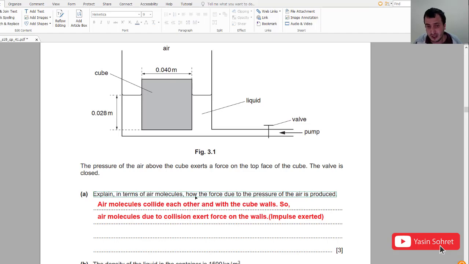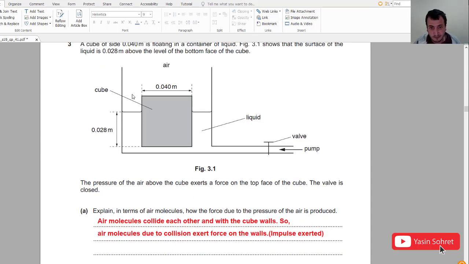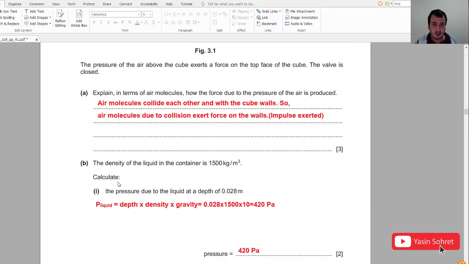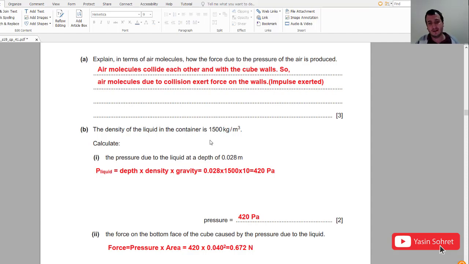Explain in terms of air molecules how the force due to the pressure of air is produced. When we look at here, the air is above the water and also above the cube. So what is going to happen here? There are air molecules. The air molecules are always colliding with each other, and they also collide with the cube walls. Due to the collisions with the walls and each other, they exert force on the walls. An impulse is also exerted, and they exert a pressure on the water and on the cube. The density of the liquid in the container is 1,500 kilograms per meter cubed.